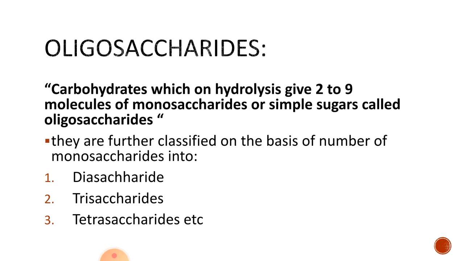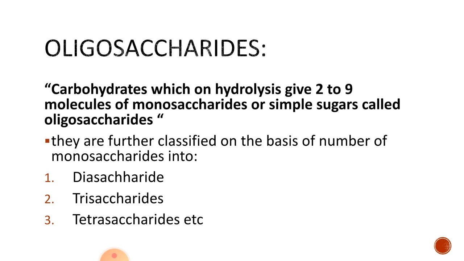The second class of carbohydrates are the oligosaccharides. Carbohydrates which on hydrolysis, meaning reaction with water, give 2 to 9 molecules of monosaccharides or simple sugars are called oligosaccharides. It means that oligosaccharides are formed by the combination of 2 to 9 monosaccharide units. Or we can say that when these oligosaccharides are broken by hydrolysis, they can produce 2 to 9 monosaccharide units. Getting it? The oligosaccharides are further classified on the basis of the number of monosaccharide molecules they produce.